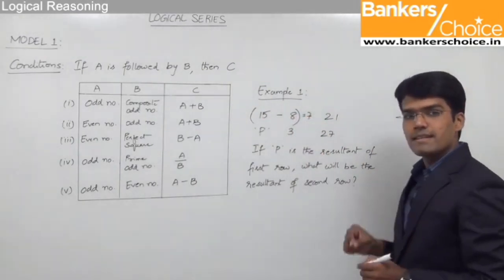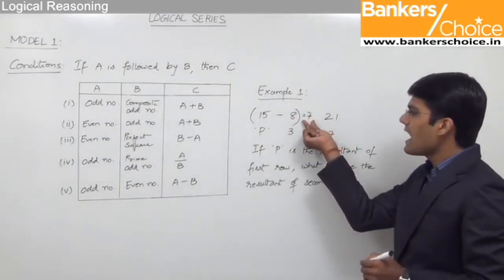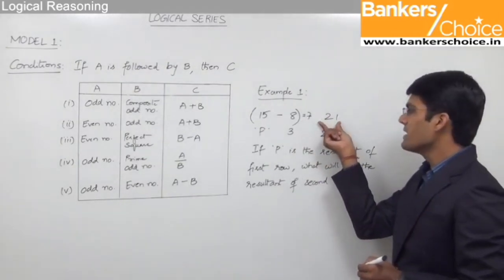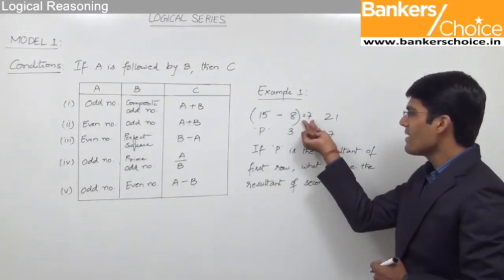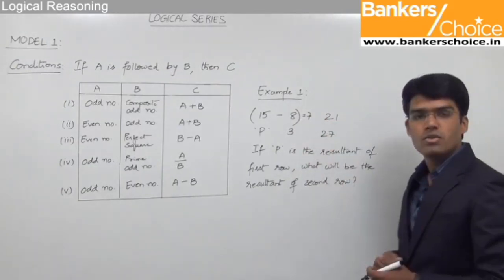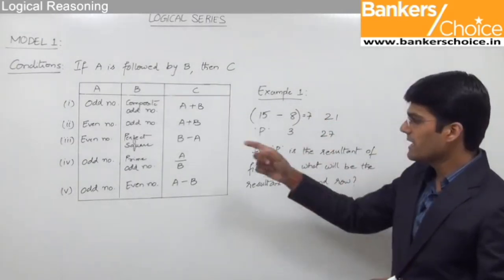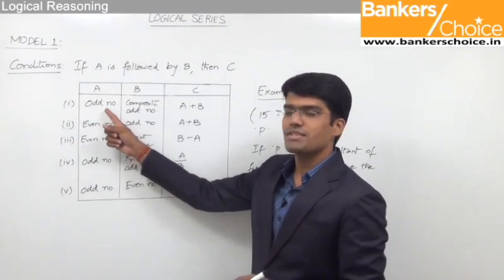Now to get the resultant of first row, we need to take this answer 7 followed by 21 and apply the condition which is applicable. So 7 is an odd number and 21 is also an odd number. And from the table we know that there are 2 conditions for odd numbers.